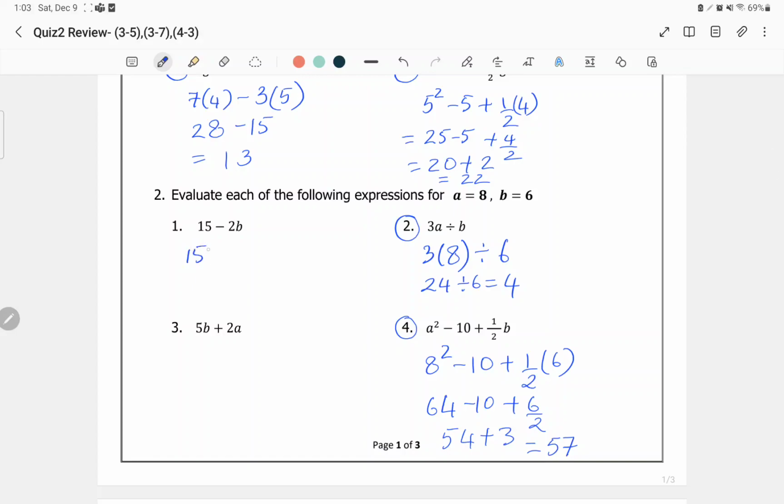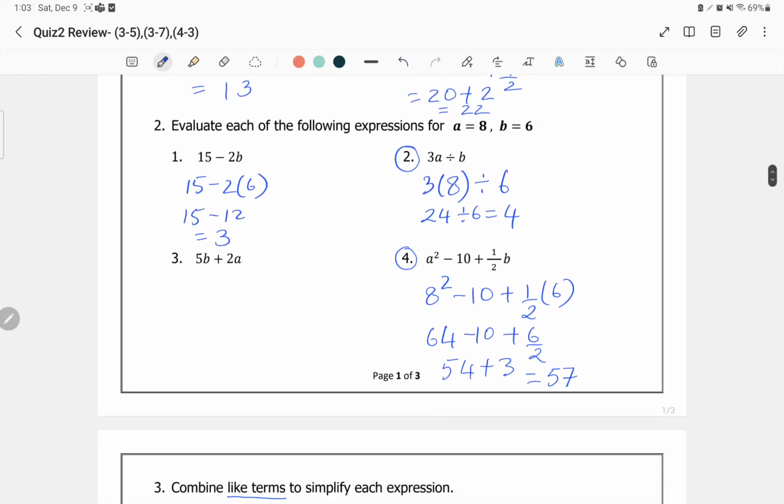Let's look here. 15 minus 2, b is what? 6. So 15 minus 12 is 3. 2 times 6 is 12. 5b plus 2a: 5b is 5 times 6 plus 2 times a is 8. 30 plus 16 gives you 46.